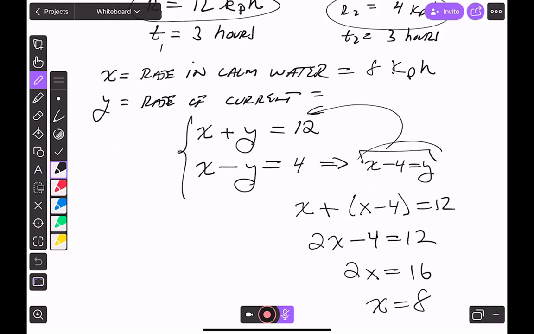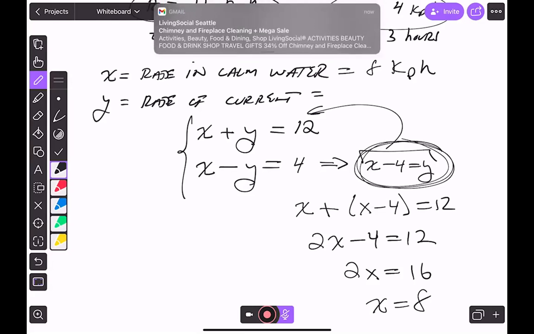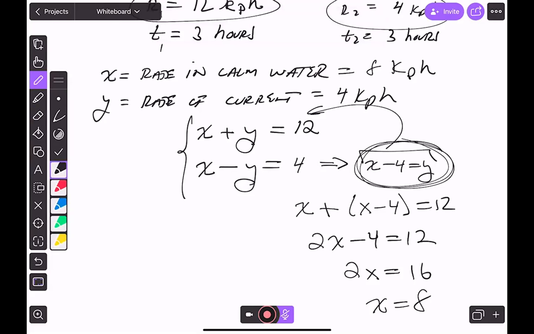Well, I want to point out to you, I'm looking at this over here. If x is 8, 8 minus 4 would be 4. So this is going to be 4 kilometers per hour. Look at the answer key and make sure you're staring at that. And you do see the 8 kilometers per hour and 4 kilometers per hour. All right, I'm going to switch screens on you.